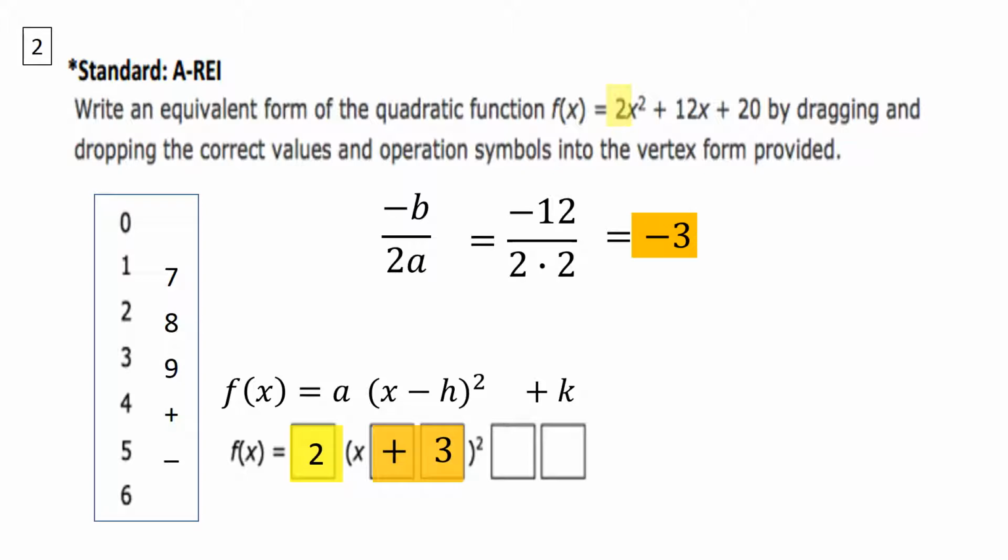But don't try to use this positive 3. This positive 3 is what goes in the equation. This negative 3 is the actual x value we found. So the question becomes, how do I find k?